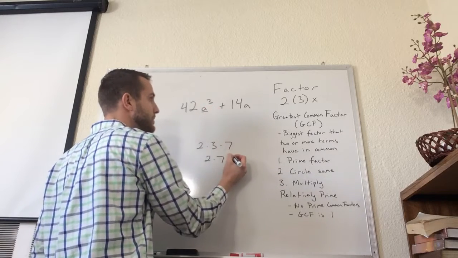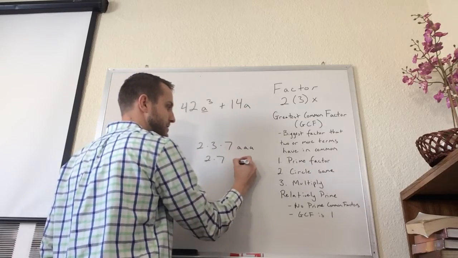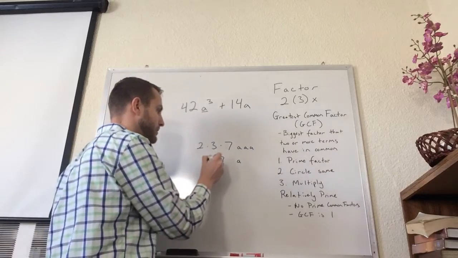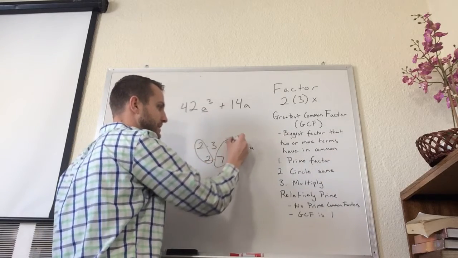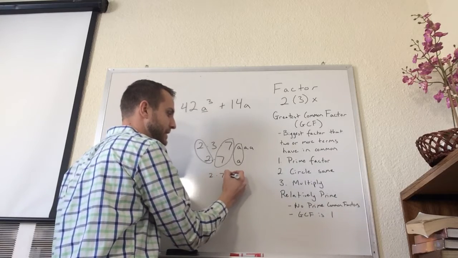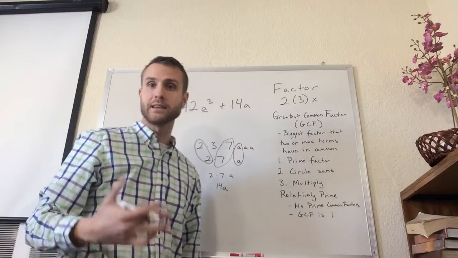This is a cubed, so I'm going to write a. This is just a, so I'm just going to write 1a. Now I'm going to circle the ones that are the same in both. They both have a 2, they both have a 7, and they both have 1a. So I have 1, 2, 1, 7, and 1a. So my greatest common factor is 14a.